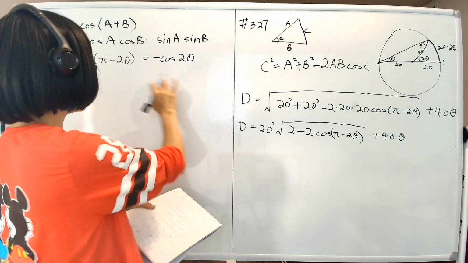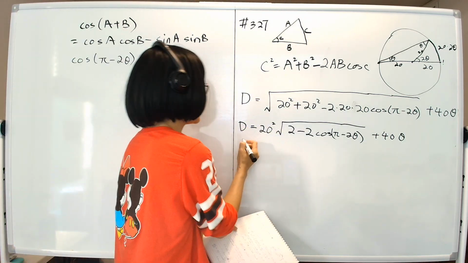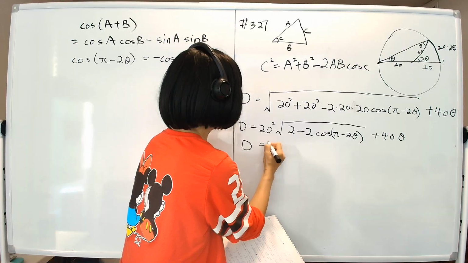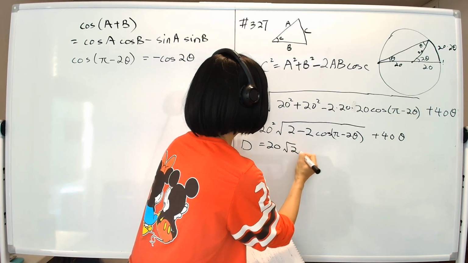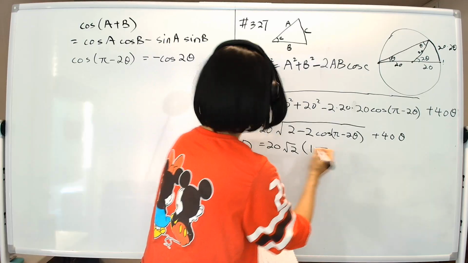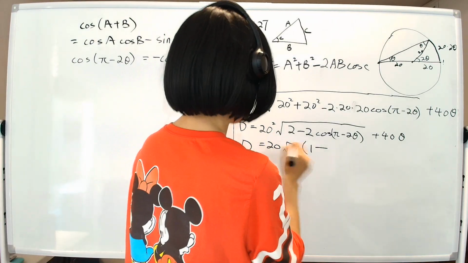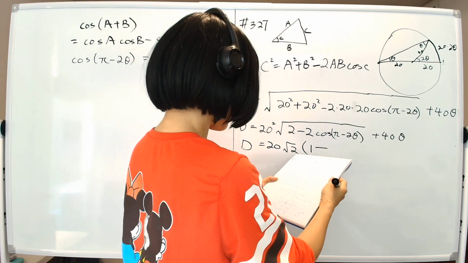So we can plug this equation in here, and then we have D equals 20. And this time we'll factor out the square root of 2 in here, so that we have 1 minus, what does it become? Does it become plus?